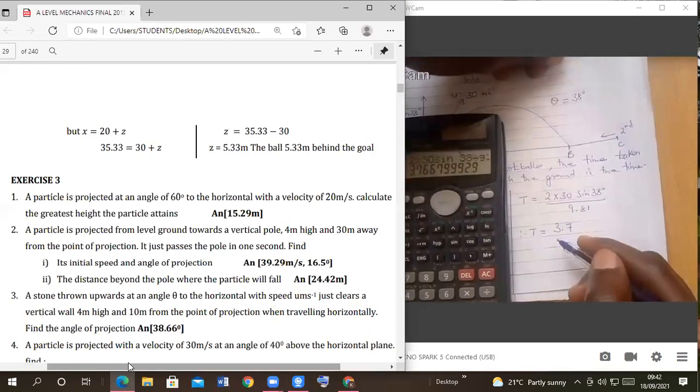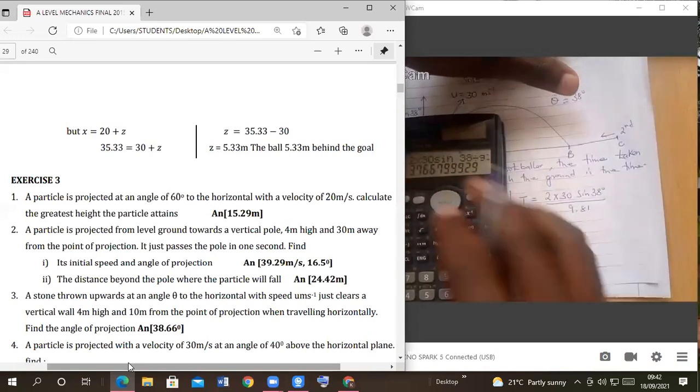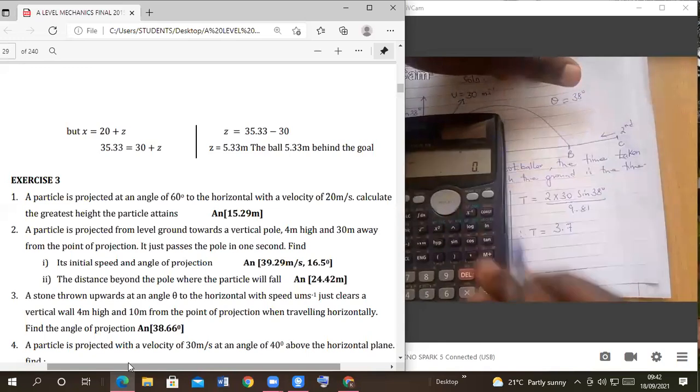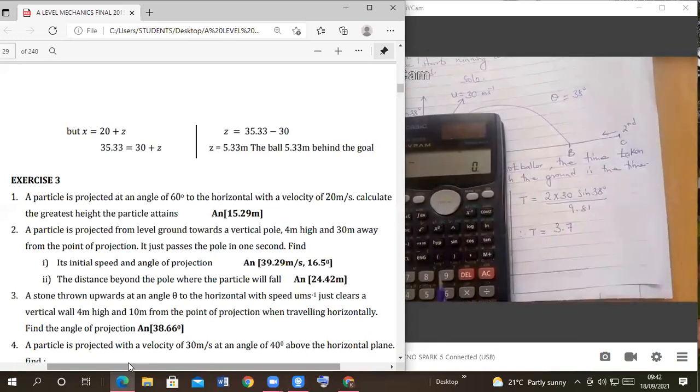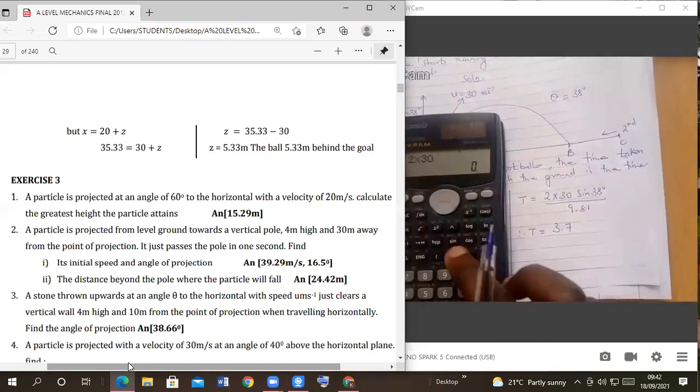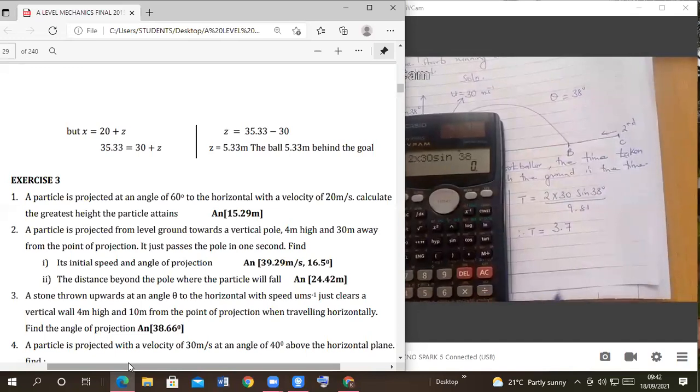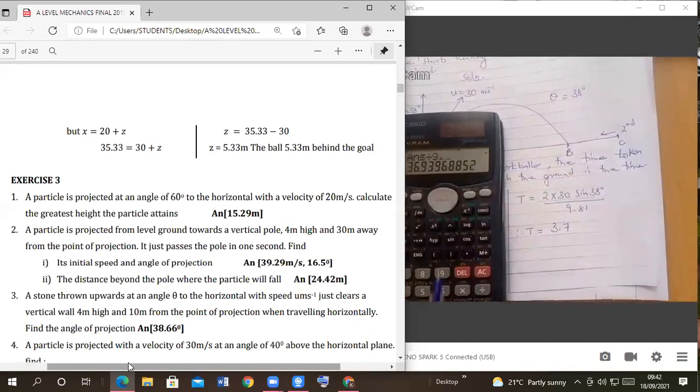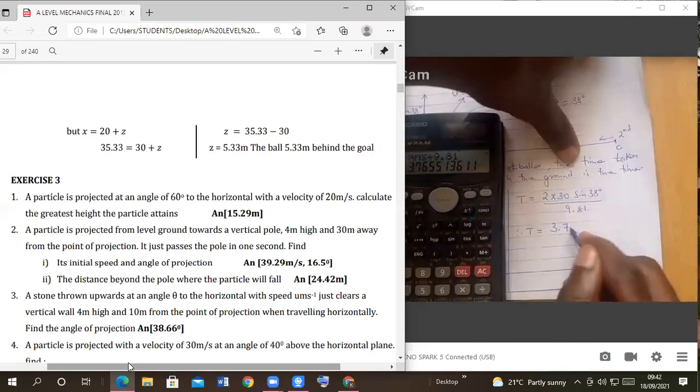Chafa, you have 3.767? Yes, because for me I've used G, I've not used 9.8. Okay, let me use 9.81. So 2 times 30 sine of 38 divided by 9.81. You get that? Yes, 3.7.